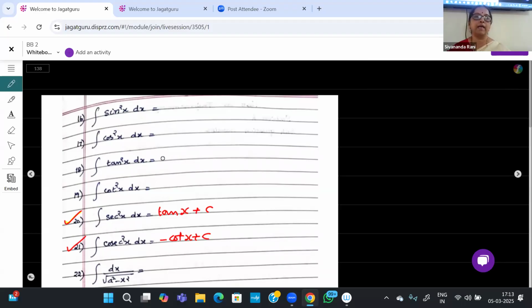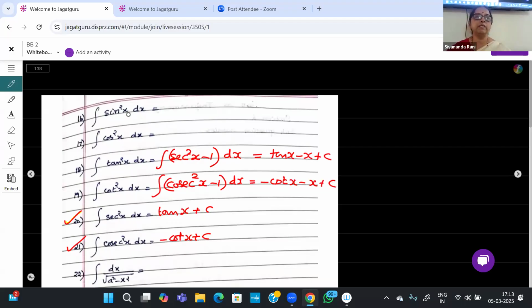But the others, like tan square, it's not readily integrable, but it will be readily integrable if I write it in terms of readily integrable functions. So I get this simply by using basic trigonometric identities. Now it becomes super integrable. Okay. So this will be minus cot x minus x.